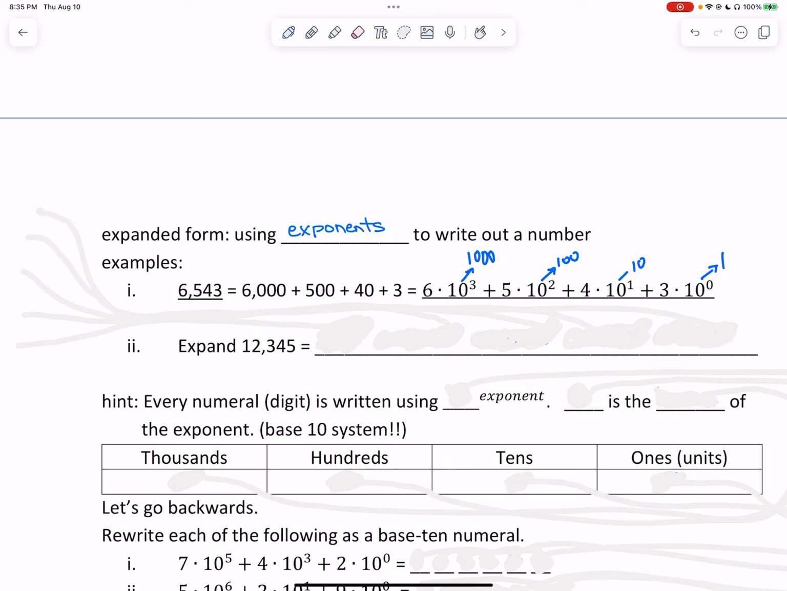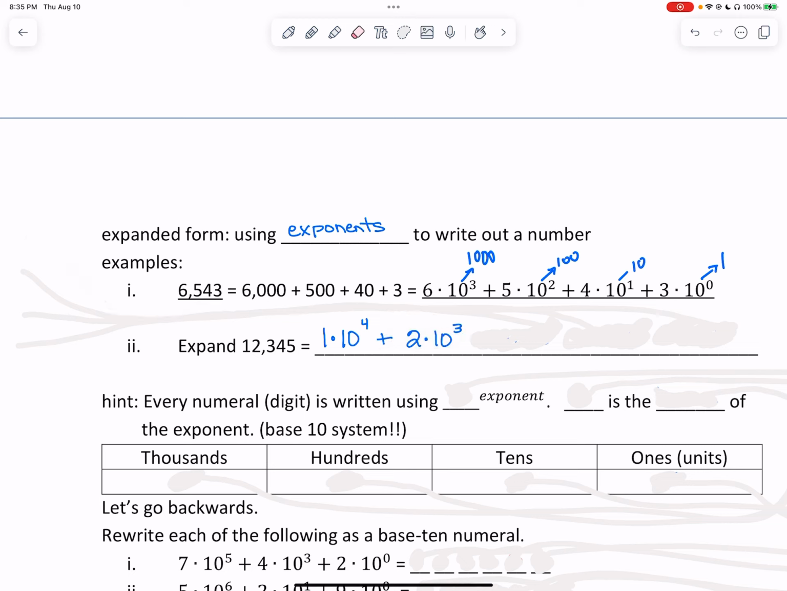All right, so let's write this next one. This one right here, we're going to write it in expanded form. So we have that 1. That 1 is in the 10,000s place. So if all these other numbers underneath it were zeros, then we would have 10,000. So that's 1 times 10 to the 4th.